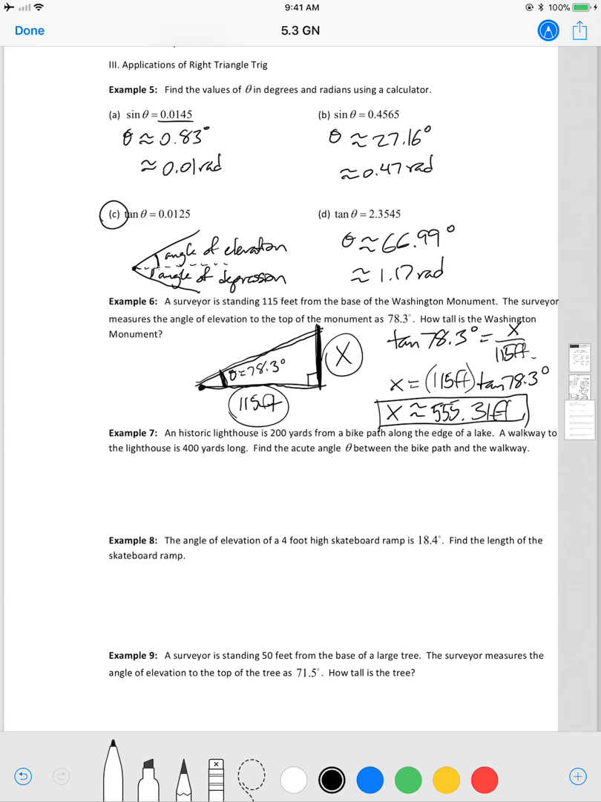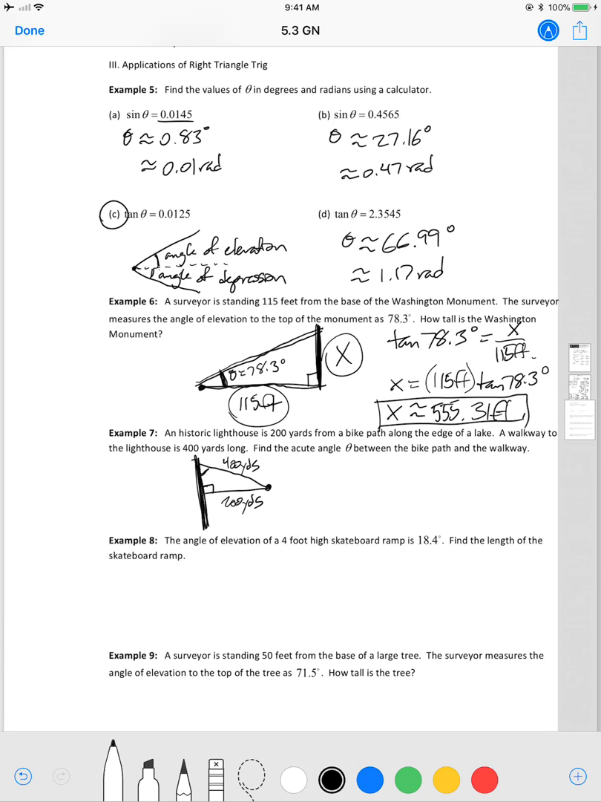On an assessment, on a problem I write, I would definitely be a lot more clear about exactly where these things are, because this is a little ambiguous. But rest assured, we can figure this out. We have a lighthouse, an historic lighthouse, in fact, and it's 200 yards away from this bike path. Okay, so we have a bike path going by here. Now there's a walkway from the bike path to the lighthouse that's 400 yards long. Why they wouldn't just build it as 200 yards, the shortest route possible, I don't know. But there is this walkway here, 400 yards long.